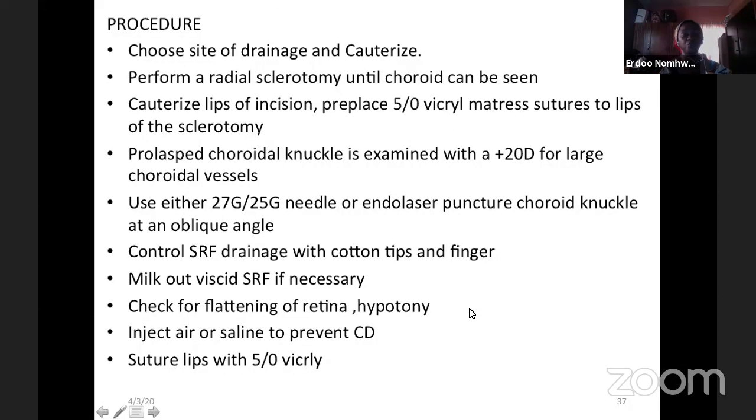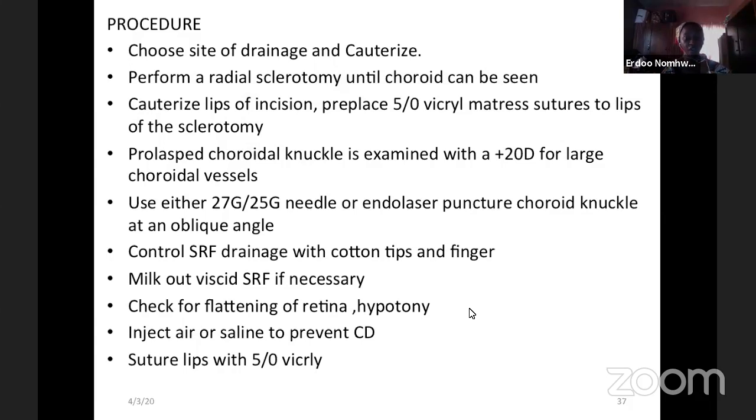So just to run through the procedure of how to go about a subretinal fluid drainage, you need to choose your site of drainage, like I said, any of the areas I just listed, and then you catheterize. You perform a radial sclerotomy until you can actually see your choroid clearly. Then you try to catheterize the lips of the incision you've made. And then you can now place your 5-0 Vicryl mattress sutures to the lips of the sclerotomy.